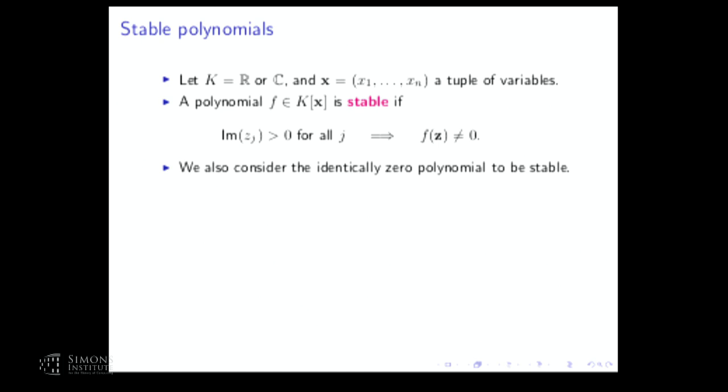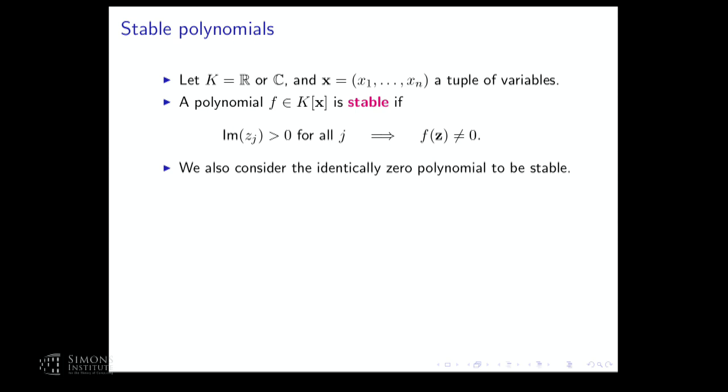So our setting is instead in terms of stable polynomials, but we shall see that these are the same gadgets, or their cousins at least. So a polynomial is stable. Well, a multivariate polynomial with real or complex coefficients is stable if it's non-zero whenever all the variables are located in the upper half plane. Okay. And for the space of polynomials to be closed, we also want the zero polynomial to be stable. So it's just a convention.